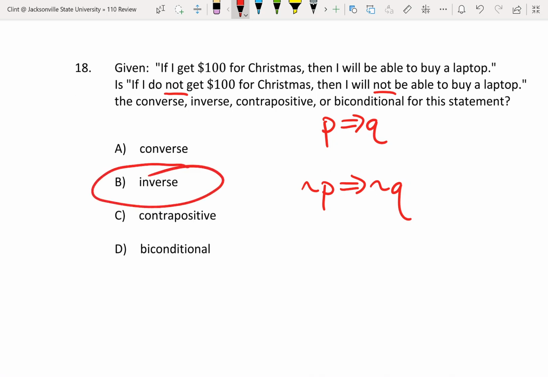So the converse is if we switch the order, if Q then P. The inverse is if we negate both, if not P then not Q. Contrapositive is if we do both things, if we switch them and negate them. So if not Q, then not P, which is contrapositive. And then biconditional is P if and only if Q.